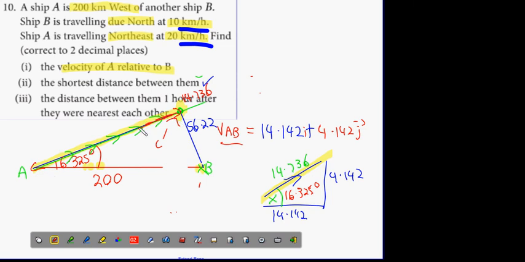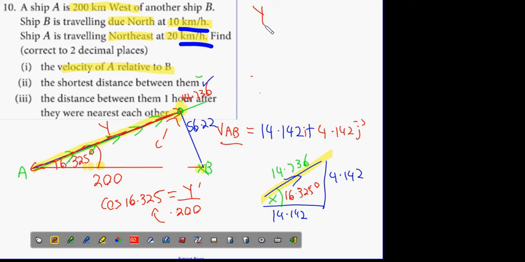Now, it would be great if we knew this distance from here to here. If we knew this distance here, that'd be great. Does anybody know how to get that distance? We can use Pythagoras, or we could use cos. So we could say cos 16.325 equals, call this y, over 200. So what is 200? Somebody in the calculator, 200 cos 16.325. Anybody tell me what y is?